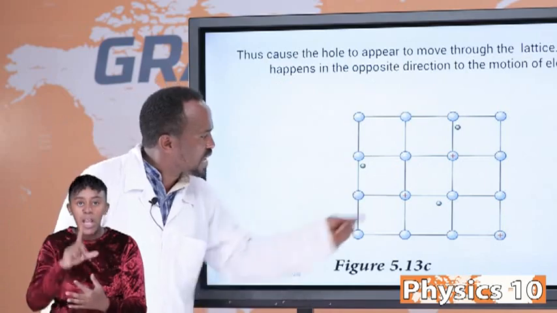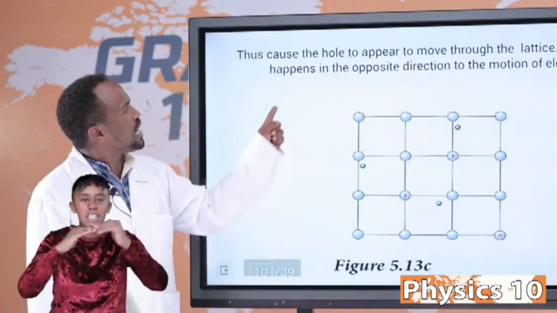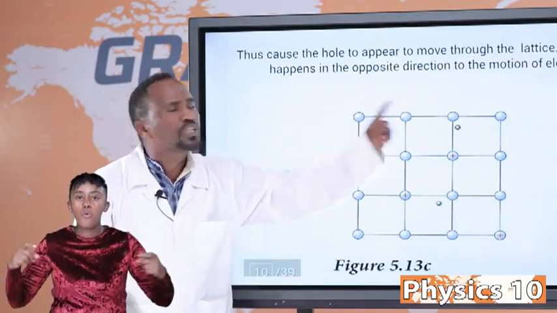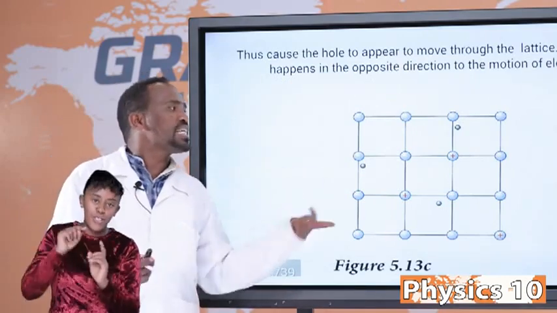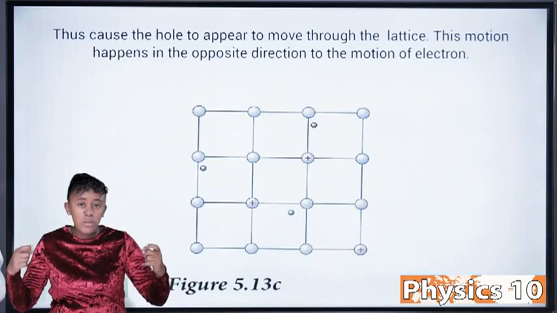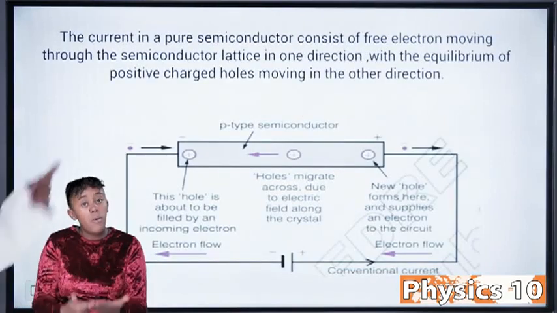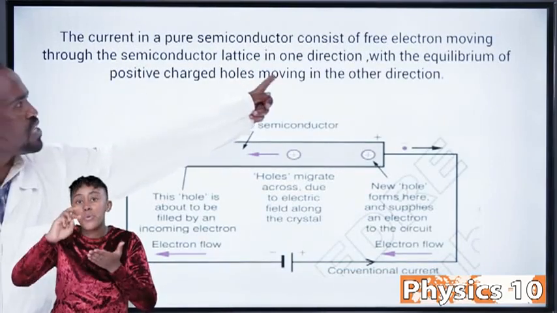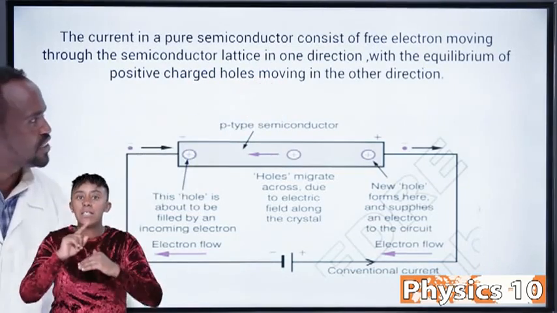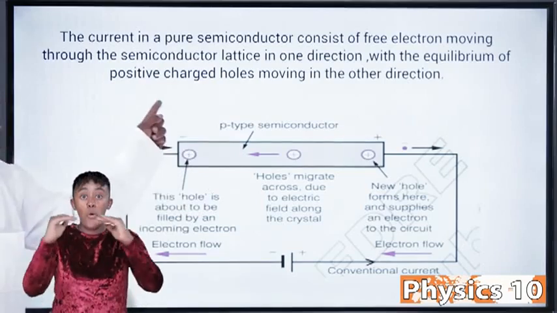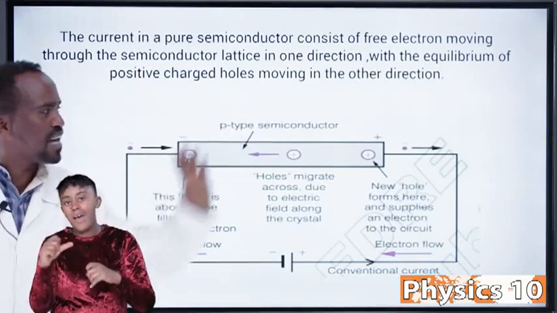The hole is moving through the lattice. This motion happens in the opposite direction to the motion of the electron. You know the motion of electrons is from negative to positive, but this is opposite. So the current in a pure semiconductor consists of free electrons moving through the semiconductor lattice in one direction, with an equal positive charge, holes, moving the other direction.